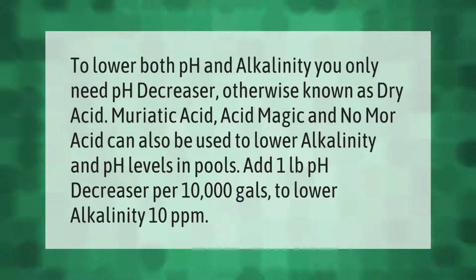To lower both pH and alkalinity, you only need pH decreaser, otherwise known as dry acid. Muriatic acid, Acid Magic and No More Acid can also be used to lower alkalinity and pH levels in pools. Add 1 pound of pH decreaser per 10,000 gallons to lower alkalinity 10 ppm.